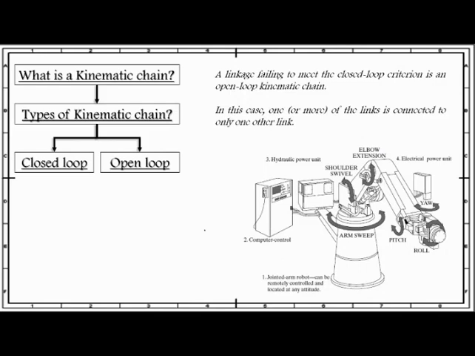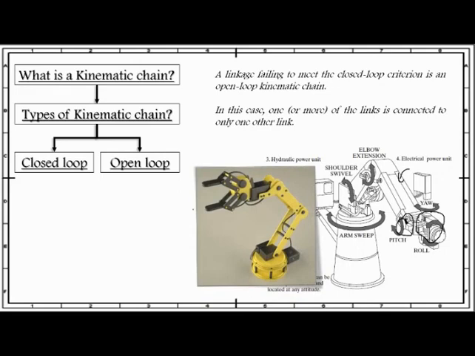As we can see in the figure of a joint arm robot, the hand or arm of a robot, which can be considered as one link, is connected to only one other link. As we can see, the hand of this robot is only connected at this point. That is, it is only connected with one of the links. Thus, we can say that this mechanism, this joint arm robot, can be termed an open loop kinematic chain. This is just a practical example of an open loop kinematic chain.